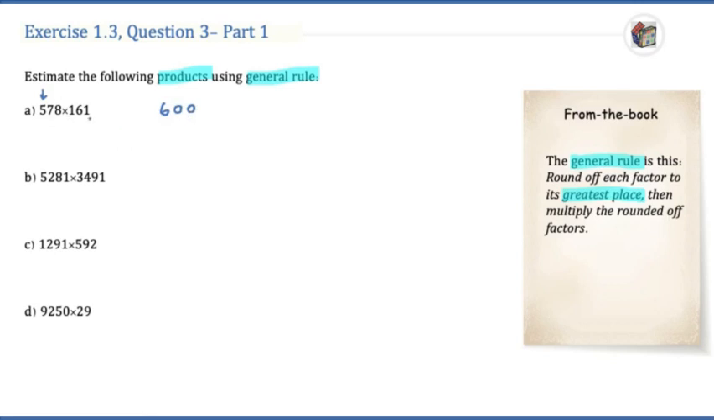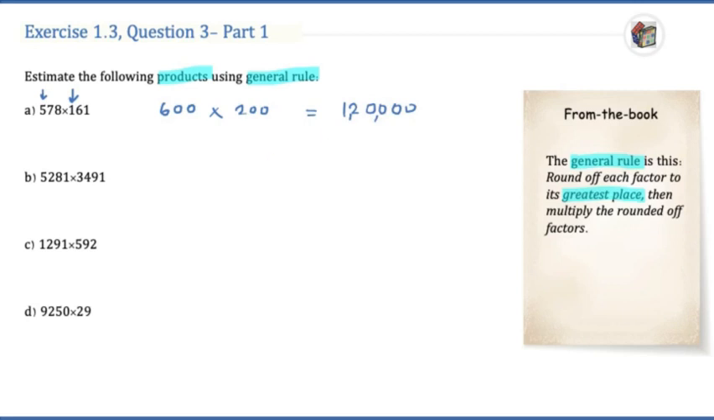Then you think about 161. Again, greatest place is the hundredths place and 161 is between 100 and 200. And this time as well, it is closer to the bigger one. It's closer to 200. Now these are the two rounded off factors and now you multiply them. You put the original sign that you had. And simple multiplication, 6 and 2 give you 12 and then put all the 4 zeros at once. So this is 1,20,000 and you're done.